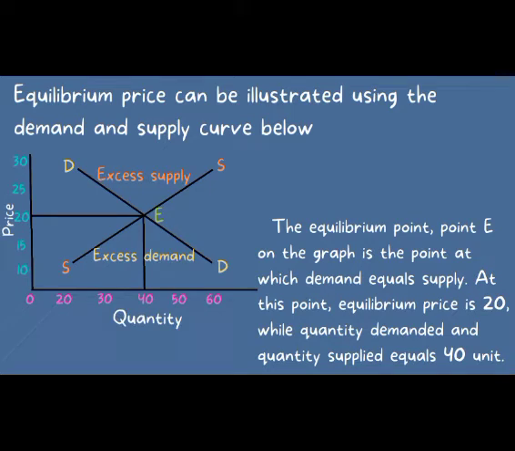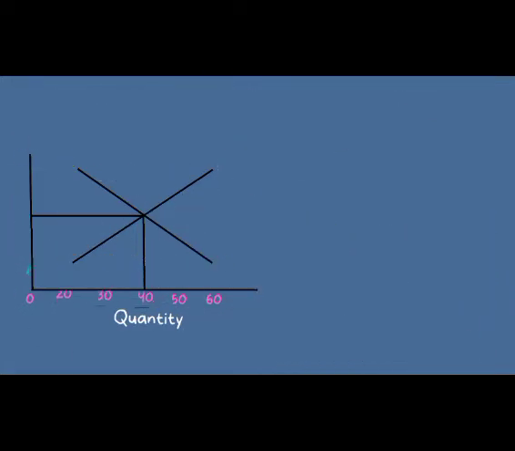Now we have the equilibrium price, which can be illustrated using the demand and supply curve. Now we have equilibrium price as 20, we have quantity as 40, where we have excess supply and excess demand. Now the excess supply is when the price is higher, and excess demand is when the price is lower.